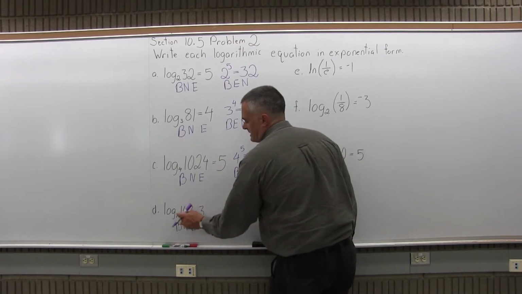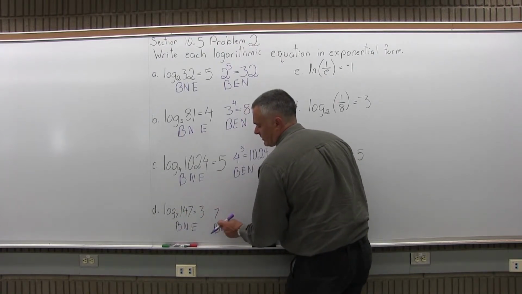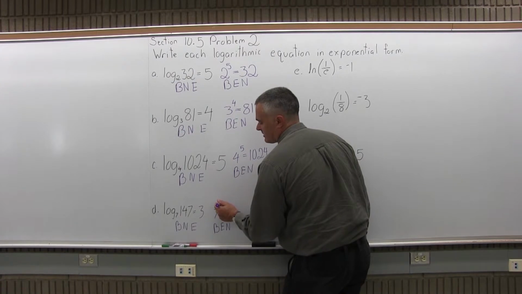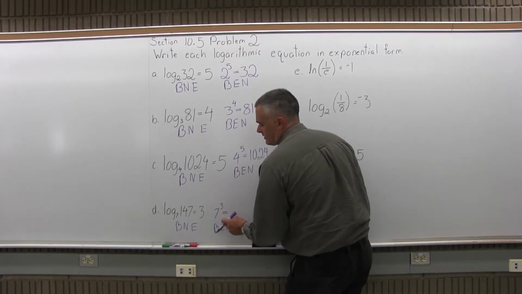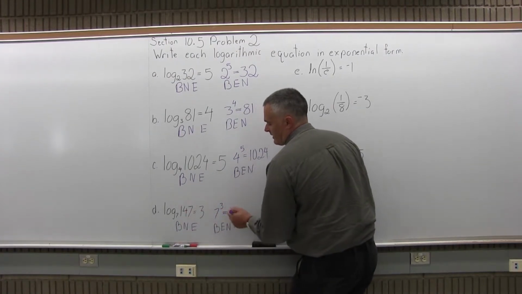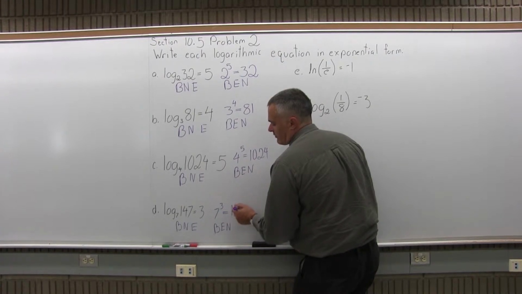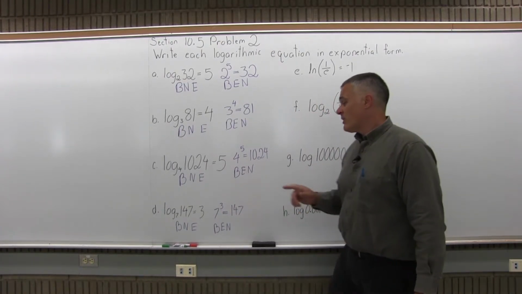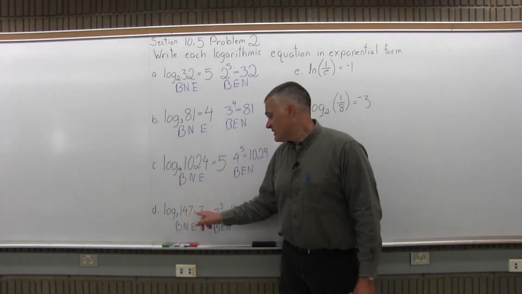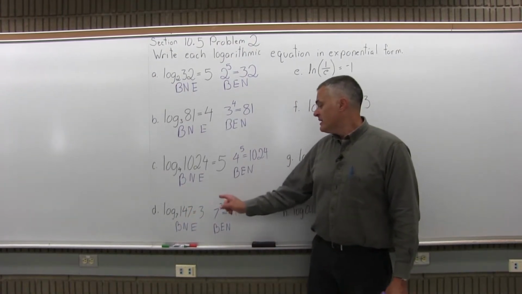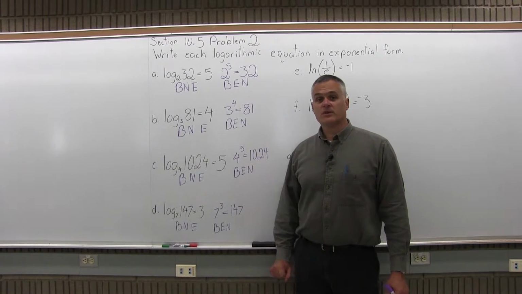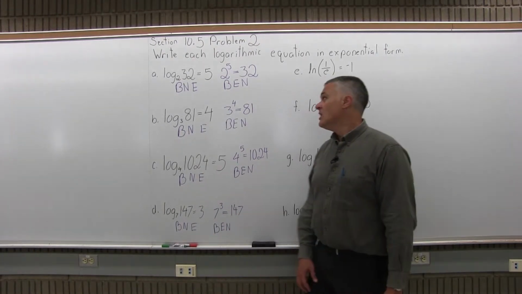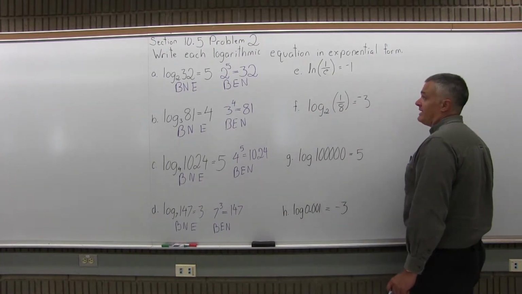So we start with the base is 7. Then we write the exponent is 3. Then we put equals, and then we put the number, 147. So writing log base 7 of 147 equals 3 is equivalent to writing 7 to the 3rd power equals 147. So the next part is part E.